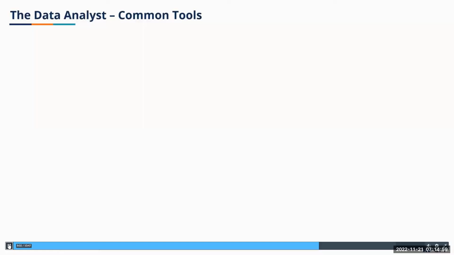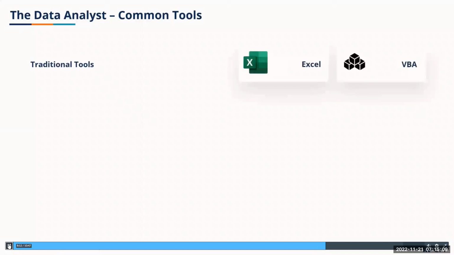Let's take a quick look at the tools that a data analyst uses most frequently. Then I'll show you a quick demo of the ones most widely used by BI professionals. In the past, data analysts have generally used Excel and VBA to complete their work. Excel is still the most widely used analysis tool in business, whilst VBA is a simple coding language that helps enhance the functionality of Excel either with macros or custom-built functions.